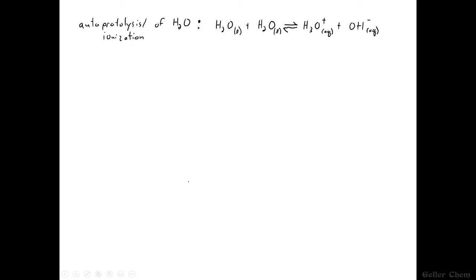And so if there's an equilibrium, there must be a K value associated with it. And we give this K value a special subscript, W, to indicate that we are talking about water. Particularly, we call this the water dissociation constant.